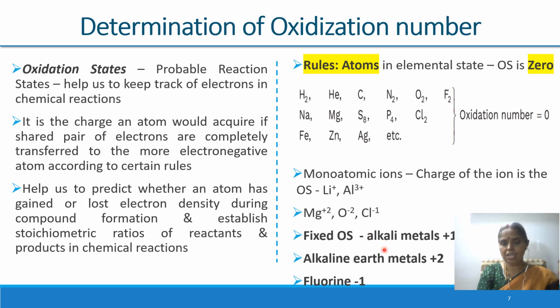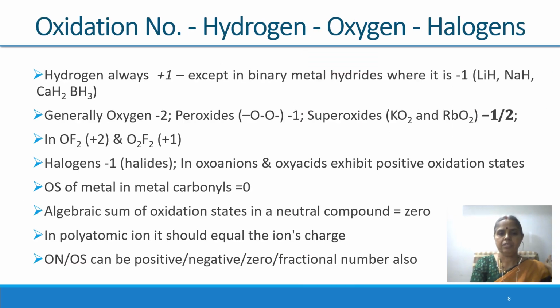So fixed oxidation numbers: alkali metals plus 1, alkaline earth metals plus 2, fluorine always minus 1. Fluorine will always have an oxidation number of minus 1 only. So these are the three exceptions in whichever compound they may be present. Alkali metals always plus 1, alkaline earth metals always plus 2, fluorine always minus 1. Then other rules, oxidation numbers of hydrogen, oxygen and halogens.